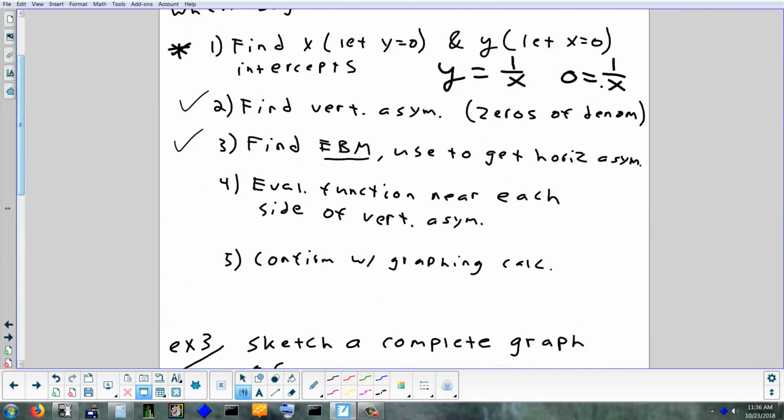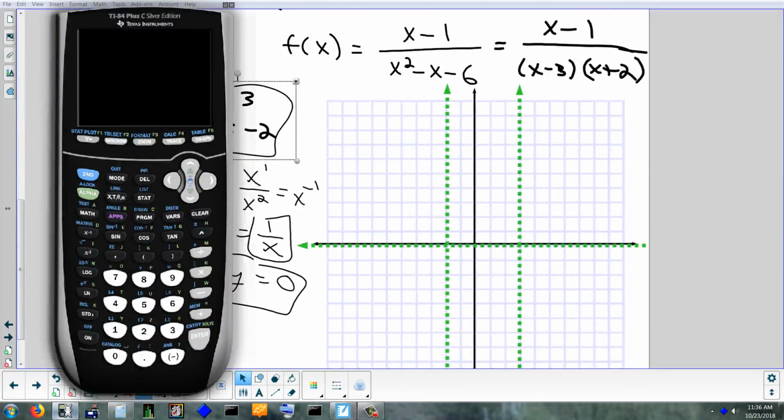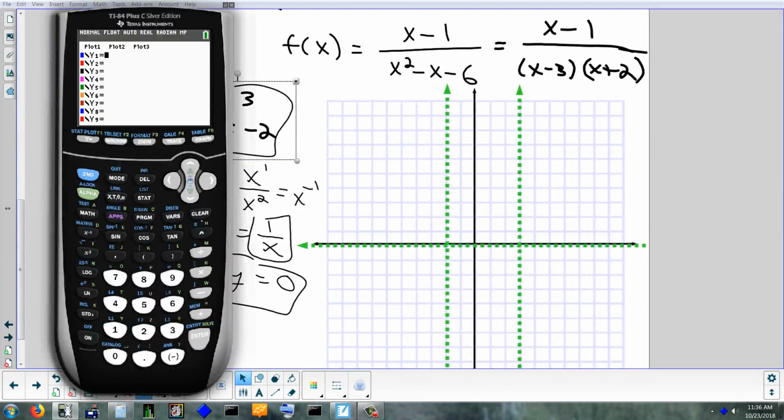Let's check the behavior near the vertical asymptotes. So for that, I want to plug in numbers near 3 on each side of it and near negative 2 on each side of it. I could do it by hand, but the table is a lot faster. So we've got x minus 1 divided by x squared minus x minus 6. All right, so what's a number that's very close to, let's start with negative 2, but just to the left of negative 2.